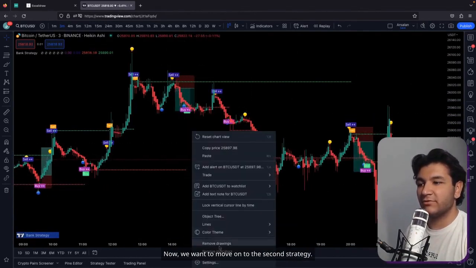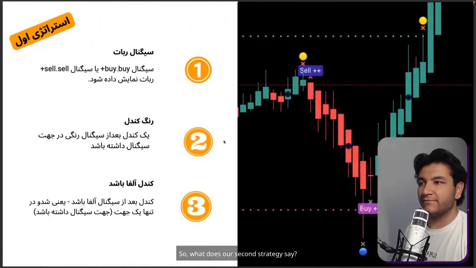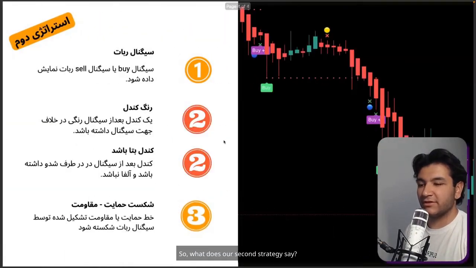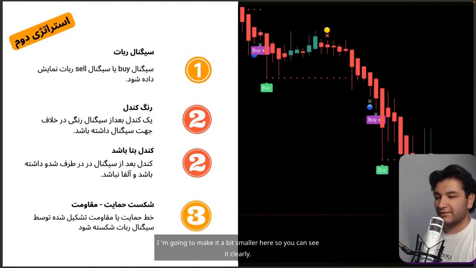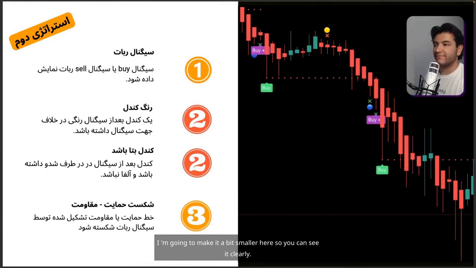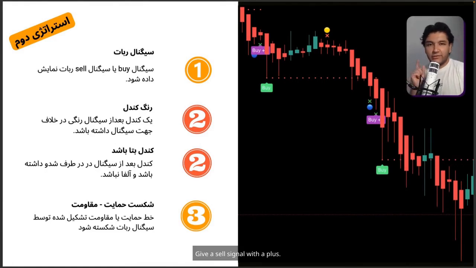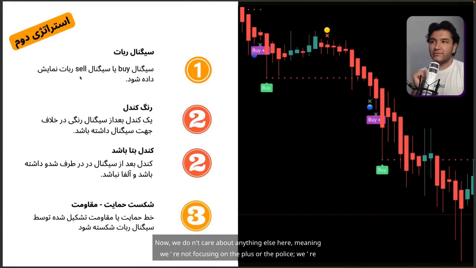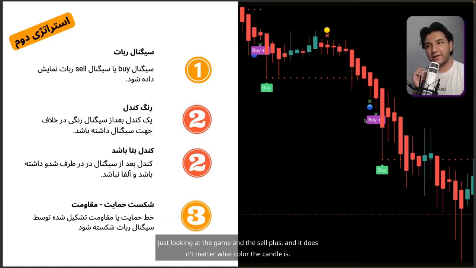Now, we want to move on to the second strategy. So, what does our second strategy say? Our second strategy is really interesting. I'm going to make it a bit smaller here so you can see it clearly. Give a sell signal with a plus. Now, we don't care about anything else here, meaning we're not focusing on the plus or the minus. We're just looking at the sell plus, and it doesn't matter what color the candle is.